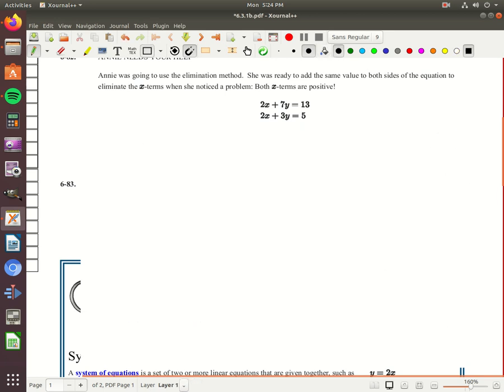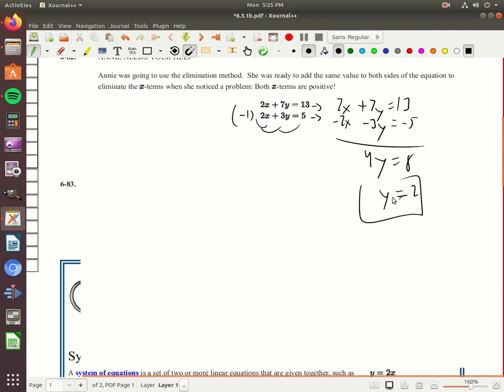I am going to multiply the bottom this time by -1. So the top would equal 2x plus 7y equals 13. The bottom would equal -2x minus 3y, because again I need to distribute that, equals -5. I get 4y equals 8, and you can see I still get y equals 2. Obviously if I sub in, I'll still get the same x, which was -1/2. But the bottom line is we proved that we can do it this way.